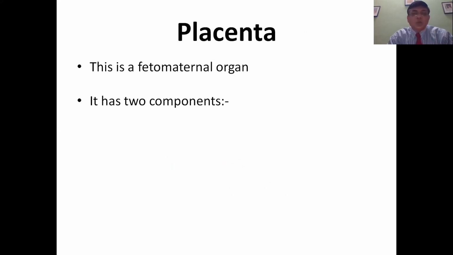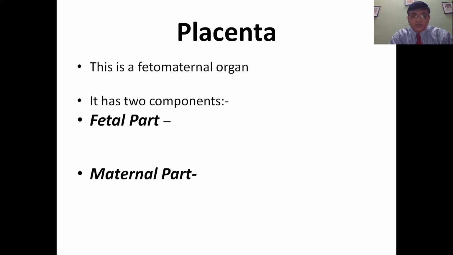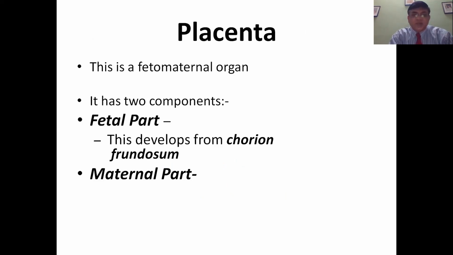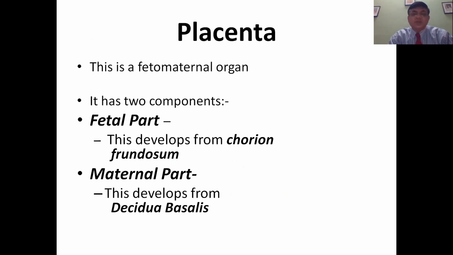Placenta, as you all know, is a feto-maternal organ. By that I mean both the fetus as well as the mother contribute to the formation of this organ. It has two components, the fetal component and the maternal component. The fetal part develops from the chorion frondosum, and the maternal part develops from the decidua basalis. So you can take down, placenta is a feto-maternal organ.